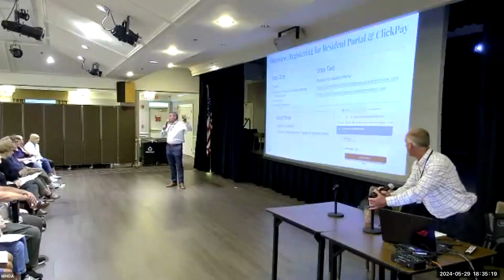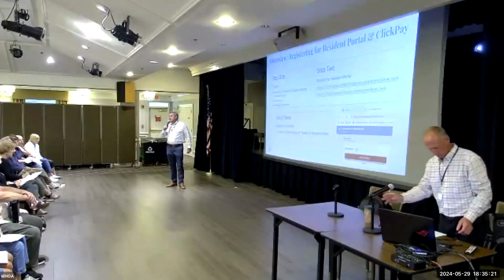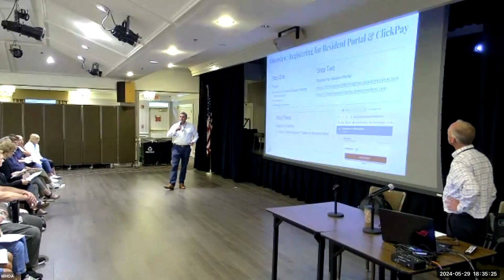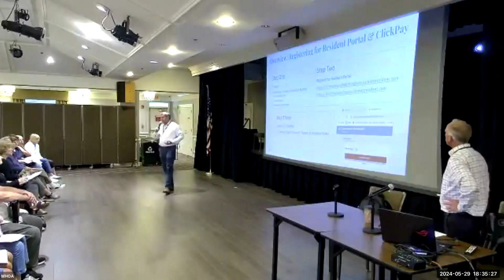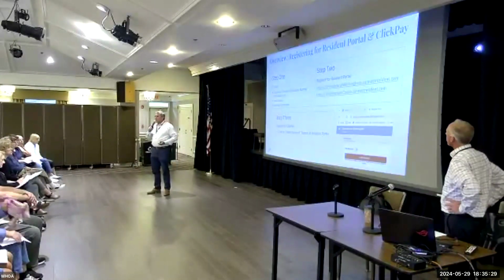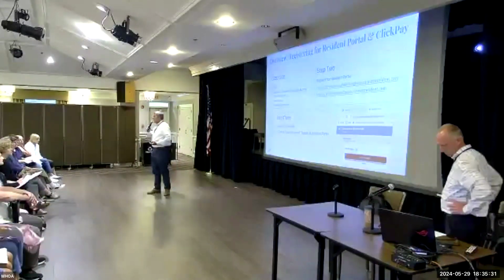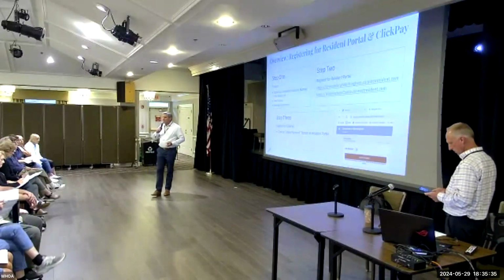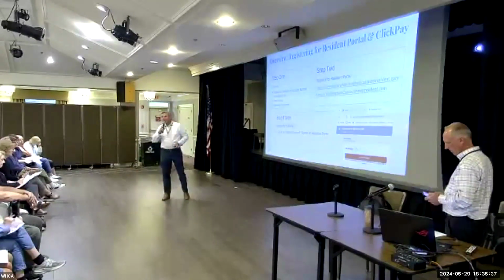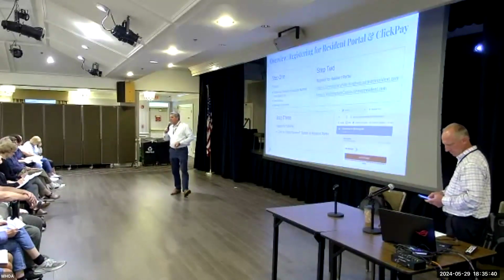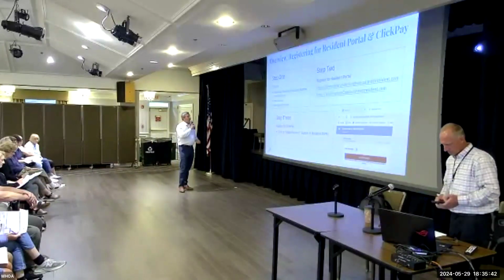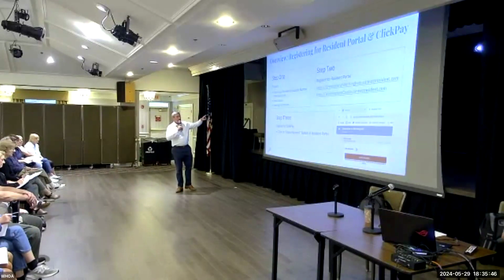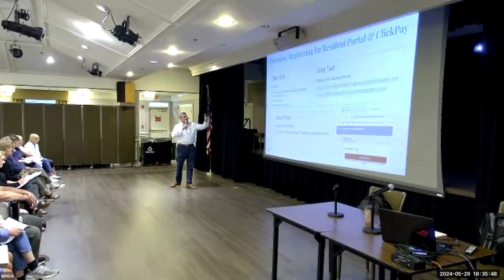So this is just an overview of the process, and really it's a two-step process. First, you're going to be registering for the FirstService Residential Connect portal. And then once you've gone through that process, you're going to click on a button that says make a payment, which will take you to our partner ClickPay, who we have a partnership with for processing online automatic owner maintenance fee payments.